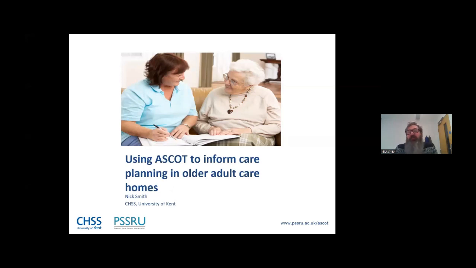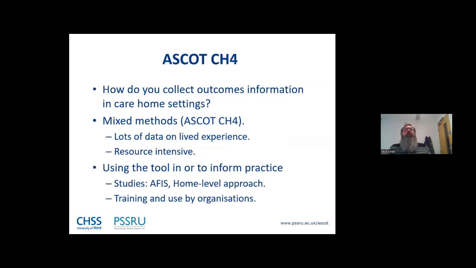So yeah, I am going to talk about almost the history of using ASCOT to inform care planning in older adult care homes. I imagine a number of people here have some familiarity with the more widely used versions of ASCOT, that being the self-completion tool for surveys, and perhaps even the structured face-to-face questionnaire that is part of the ASCOT toolkit.